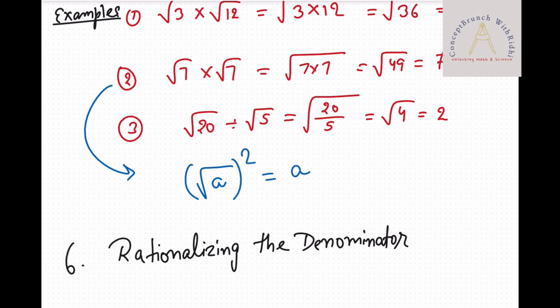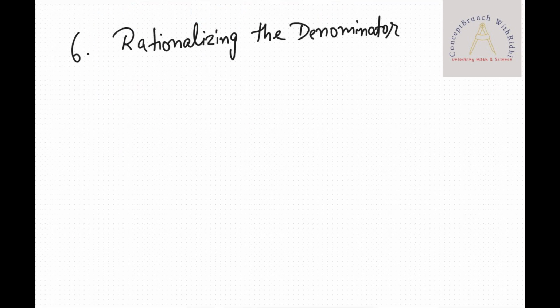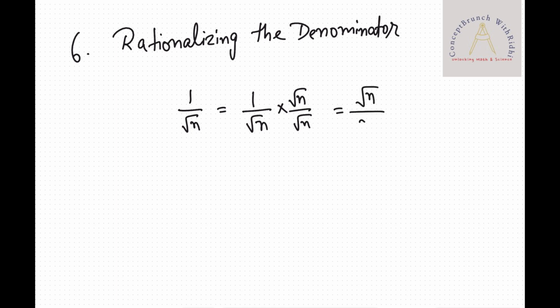So lastly, we are going to rationalize the denominator. Rationalize means removing the surds from the denominator of a fraction. In general terms, we can write 1 over root n. So for this, 1 by root n we will multiply by root n up and down. Okay. So it will give you root n divided by n.